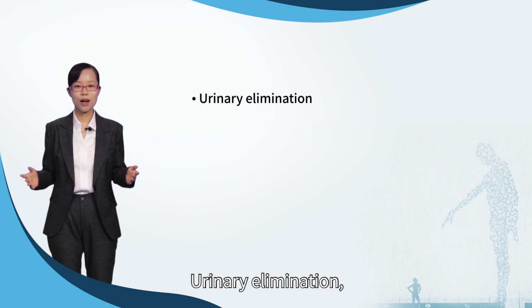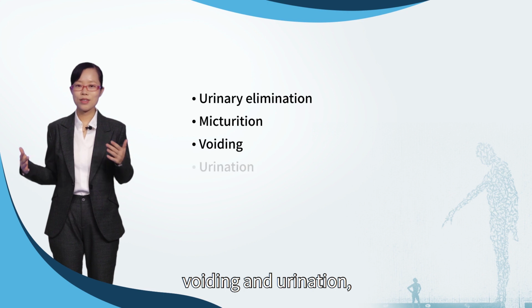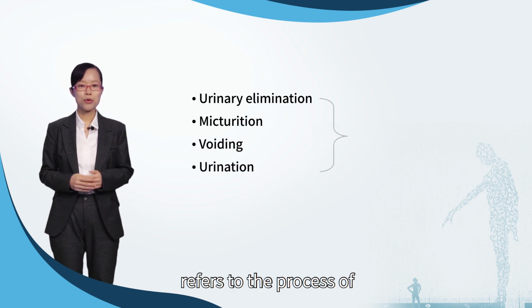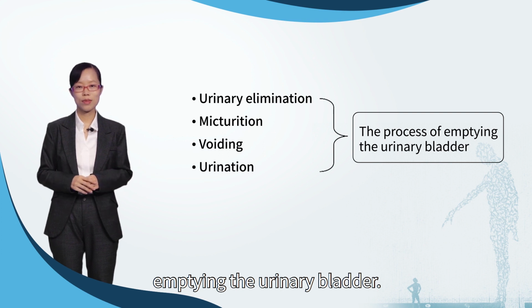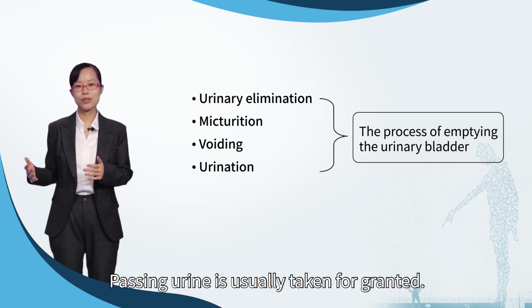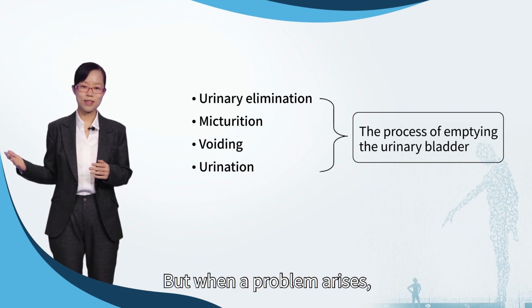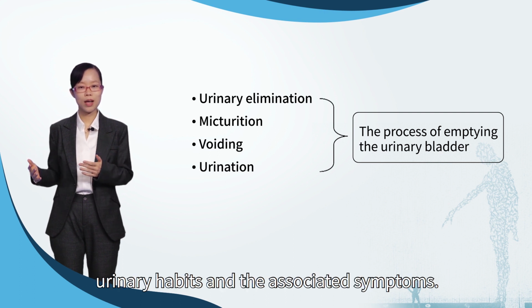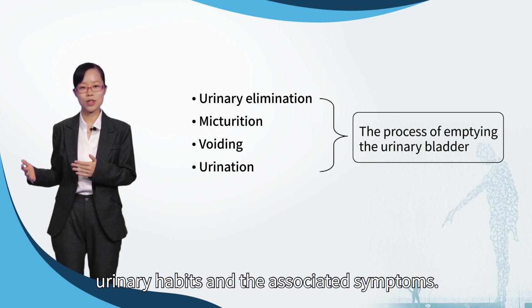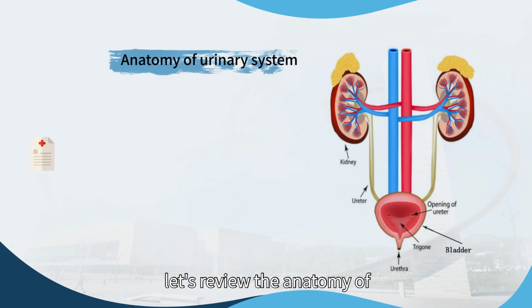Urinary elimination, also known as micturition, voiding, and urination, refers to the process of emptying the urinary bladder. Passing urine is usually taken for granted, but when a problem arises, most people become aware of their urinary habits and the associated symptoms. First of all, let's review the anatomy of the urinary system briefly.